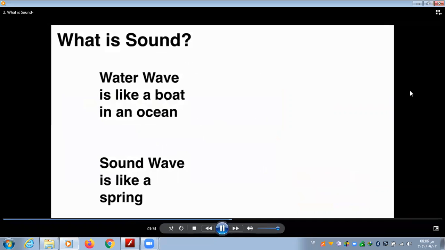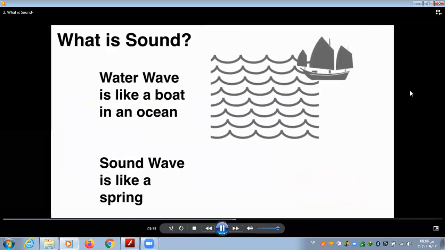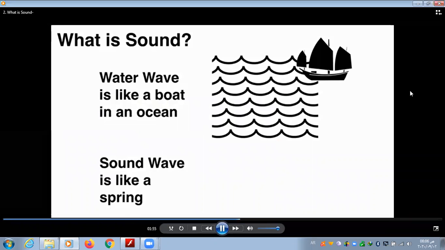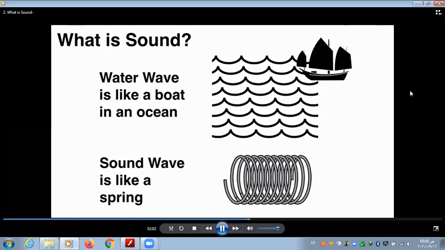A transverse wave coming from behind lifts you up and then drops you down like a boat in the ocean, while a longitudinal wave coming from behind pushes you forward and then pulls you back like a spring.